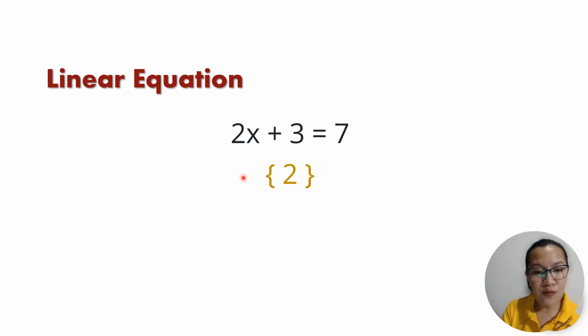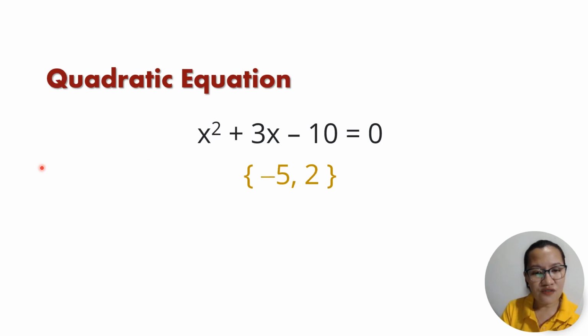So for example, for this linear equation, its solution is 2 because when you substitute this value of 2 to the unknown x, 2 times 2 is 4 plus 3, that is equal to 7 on the right side of the equal sign. And for the quadratic equation, we have two values of x which will satisfy the equation. We have negative 5 and 2. When we substitute them, it will be equal to 0.